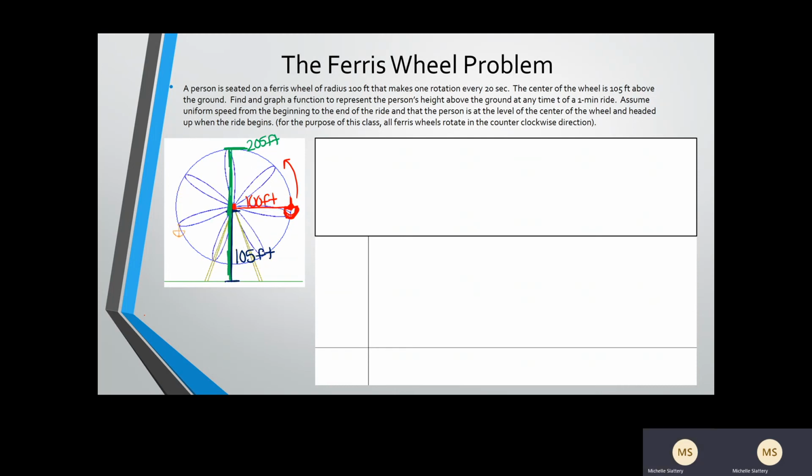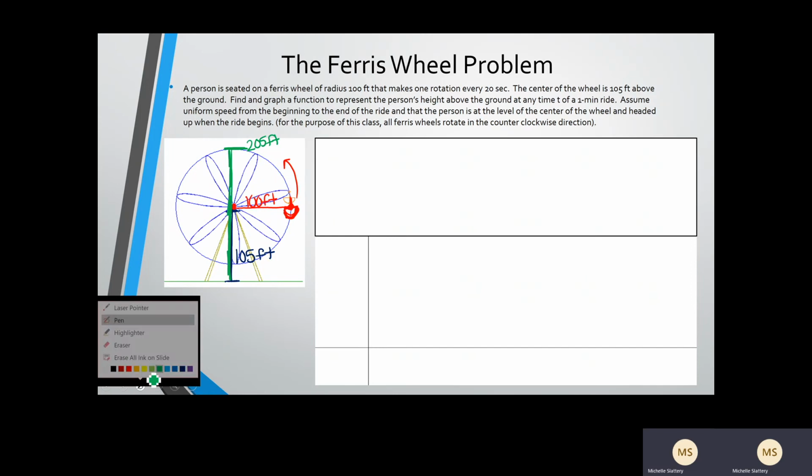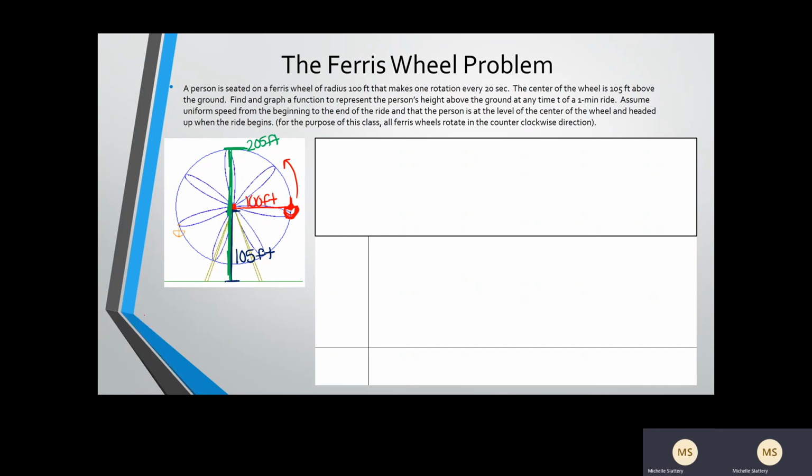So on my graph here, I'm going to label my axes. My x-axis is time, t, and the time that we're given is in seconds, so I'm going to put the units on there as well. Always make sure you label with units. The y-axis is going to be d, I'm going to call it, and this represents distance above the ground, and we'll put that in units of feet.